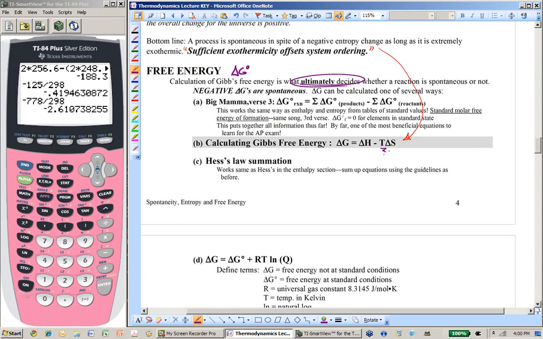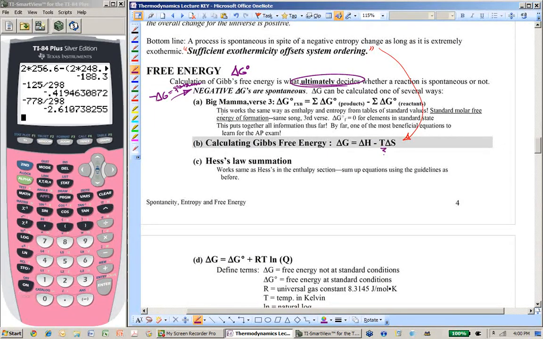All right, so the signs are the same that you saw in electrochem. If you have a negative delta G, that translates to spontaneous, because energy is leaving the system.